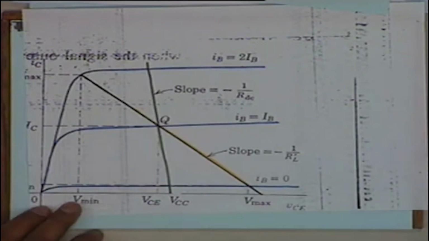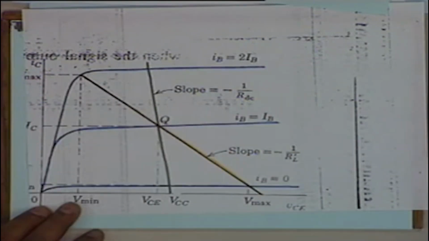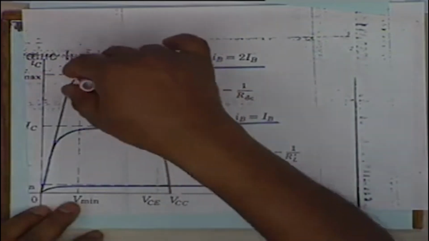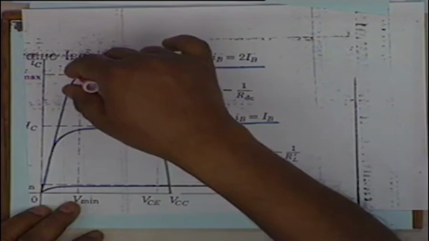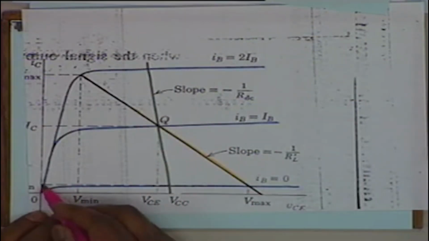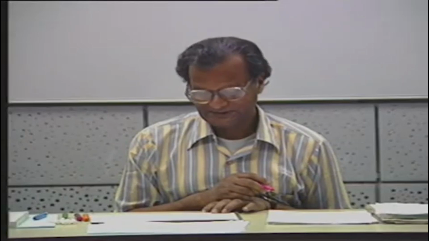Okay. What about the current swings? At the Q point the current is I sub C. Now the maximum that we can go is this knee, this point, and we call this I max. The minimum that we can go is this much, which is I min, capital I min. I min is not equal to 0. These are facts of life, and one is to live with them.